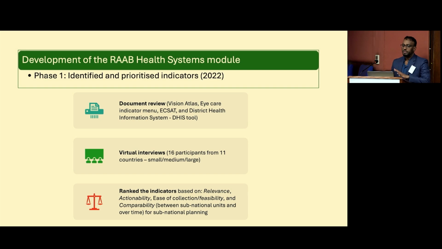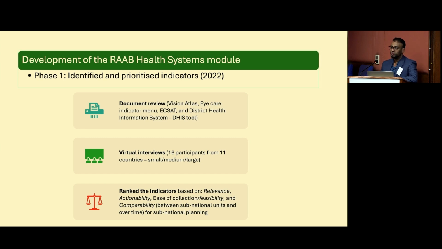So we carried out this development in two phases. Phase one was identification and prioritization of the indicators. So what are the indicators we definitely need to have in the RAAB health system module? That was the idea. And for this, I carried out a document review using all the main sources of indicators that are used in the health system, like Vision Atlas, Eye Care Indicator Menu, EXAT, and District Health Information System. I was literally mapping all the indicators. So which indicators apply at the national level and which indicators can go at the sub-national level. So that's the whole idea.